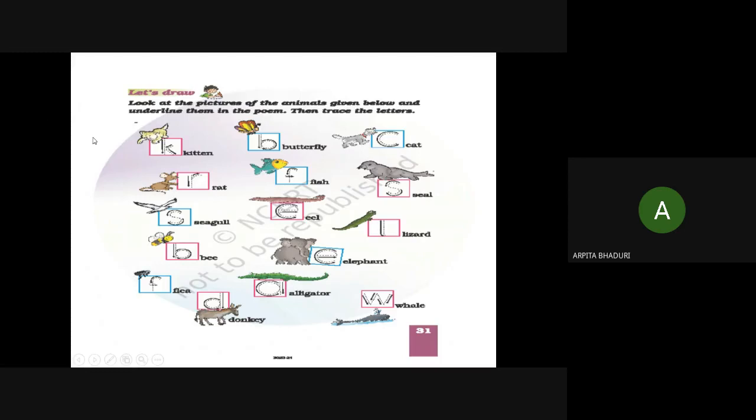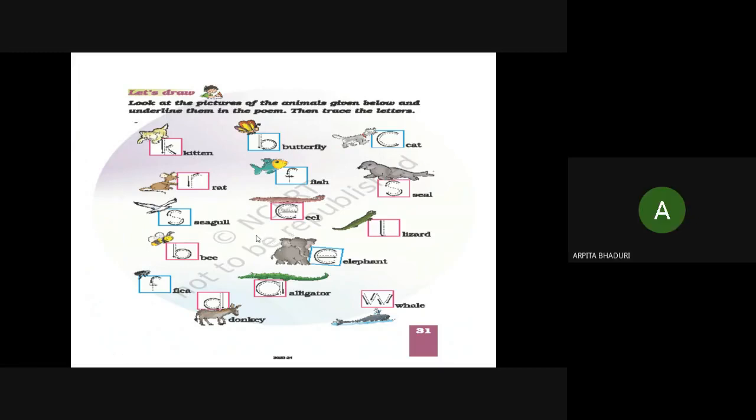Thank you, ma'am. And what is this? Rat. Very good, rat. And what is this next? Fish. What is this? Seal. This is? Seagull. This is? Eel. This one is? What is this eel, ma'am? Eel, we have already done it yesterday. It is a snake-like fish.